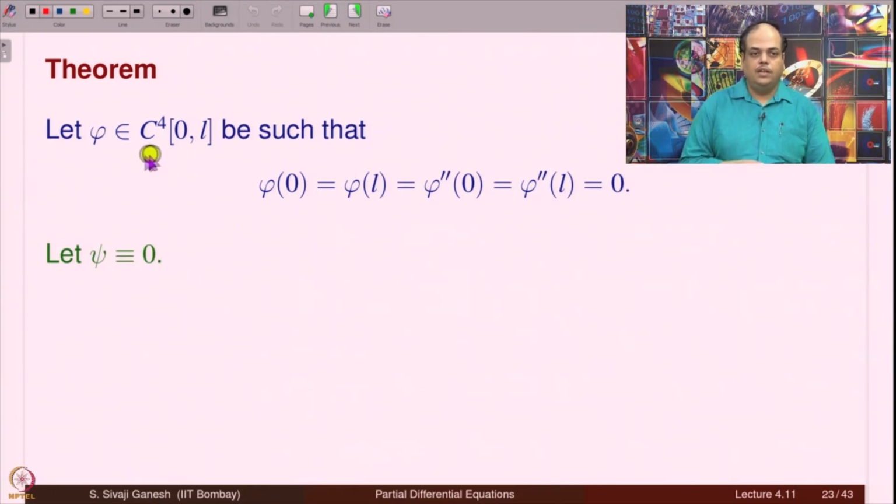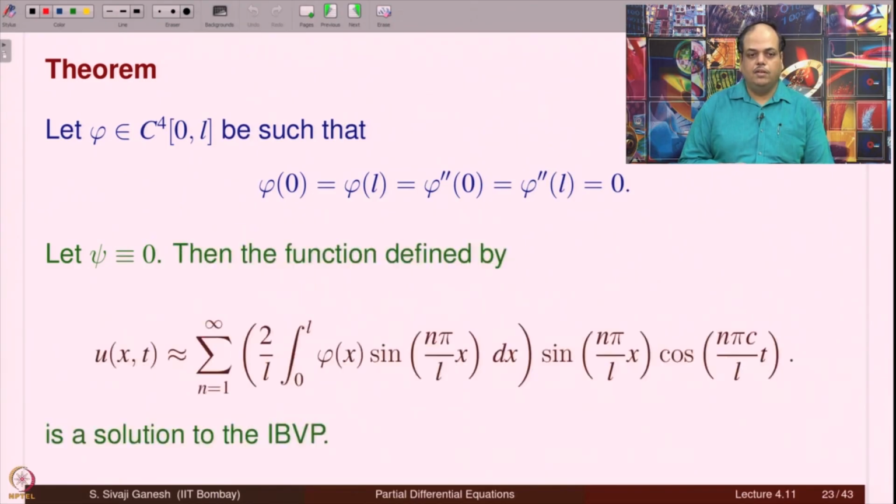So, what we want is phi smooth. These are the compatibility conditions that we already encountered when we solved the same problem using first principles, and here we are assuming psi equal to 0. Then the function defined by this formal infinite series is a solution to the IBVP.